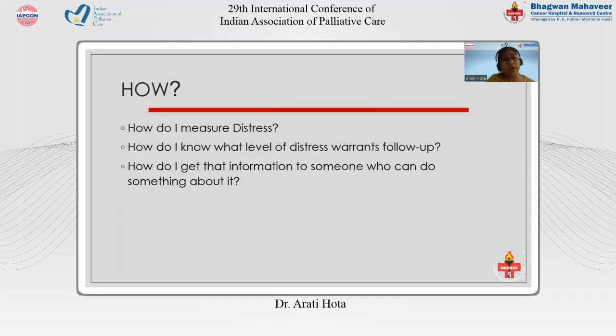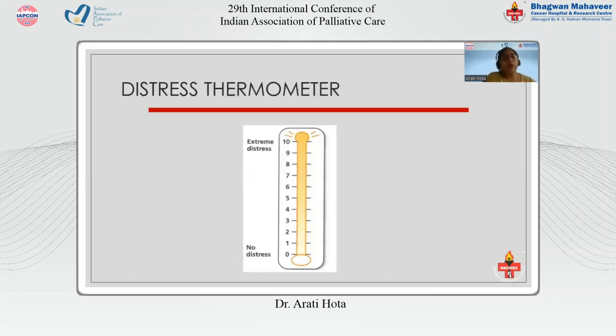So now the question is, how do I measure distress? How do I know what level of distress warrants follow-up? How do I get the information to someone who can do something about it? The National Comprehensive Cancer Network developed the distress thermometer. It's an 11-point scale, 0 to 10. This is the algorithm, just like pain. Any score of 4 and above, on the 0 to 10 scale that the patient tells you, is the trigger that there is distress, and further evaluation and referral to an appropriate resource is necessary.